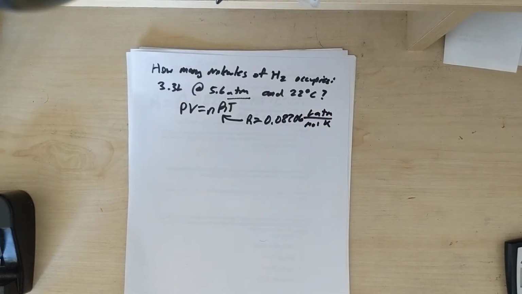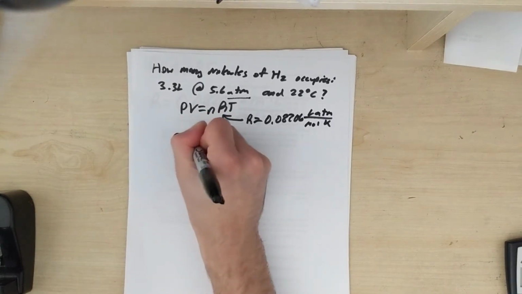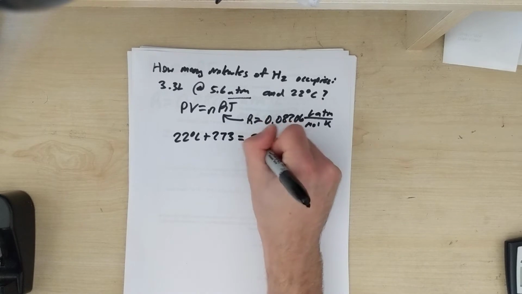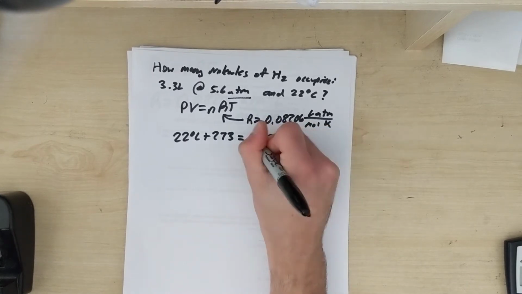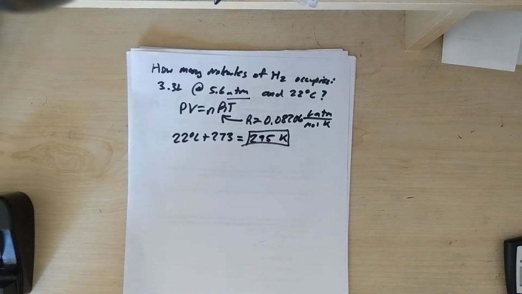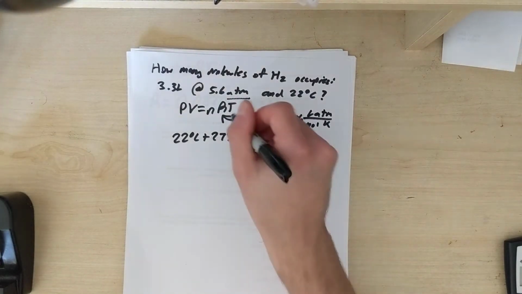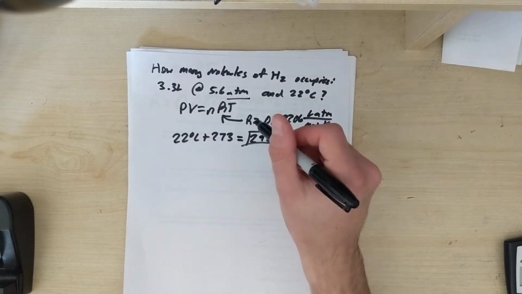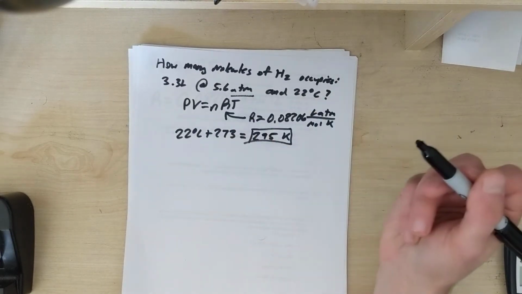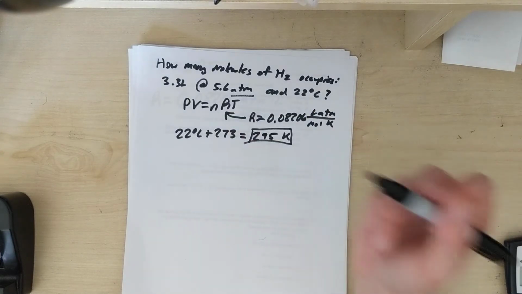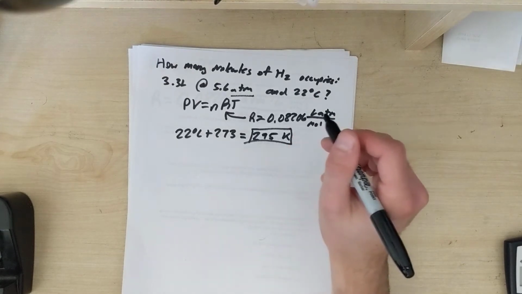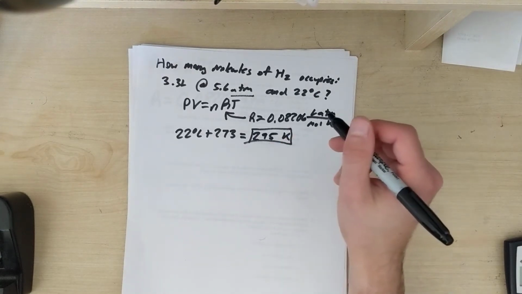Our 22 degrees Celsius needs to be converted to Kelvin first, so that will be 295 Kelvin. Because remember that T has to be in Kelvin. If you have negative Celsius in this equation, then it will ruin everything. So just keep that in mind. If T's in Celsius, you could have a negative number here. So you could end up with negative or positive moles. That is weird. So T is in Kelvin, absolute measure of temperature.